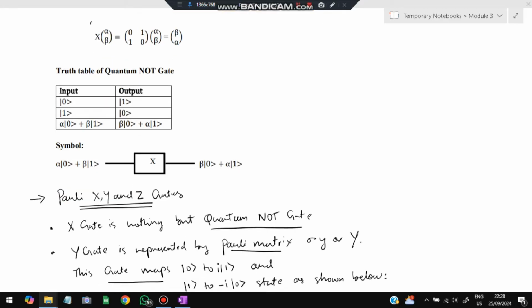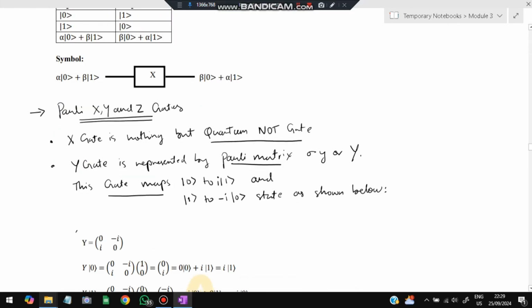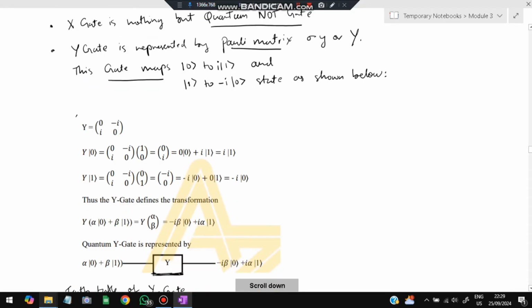Moving on, we have the second type of gate, which is the Pauli X, Y, and Z gates. The X gate is nothing but the quantum NOT gate, the same as the one we discussed previously. The Y gate is represented as sigma Y or capital Y. What it does is convert 0 to i1 and 1 to minus i0. This is the change which happens in the Y matrix. The Y matrix is represented as 0, minus i, i, 0. If you multiply this with 0, we obtain i1, and if you multiply this with 1, we obtain minus i0.